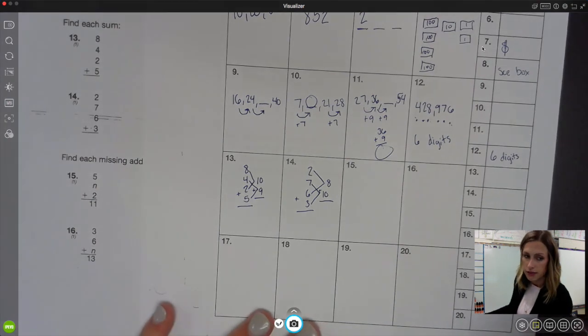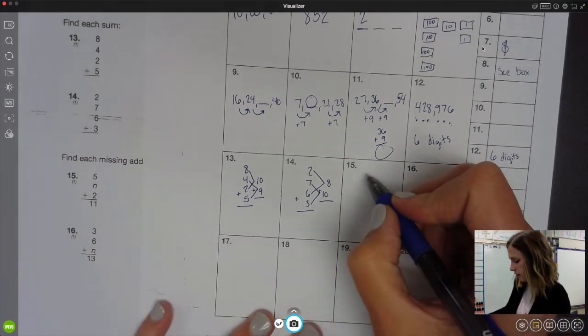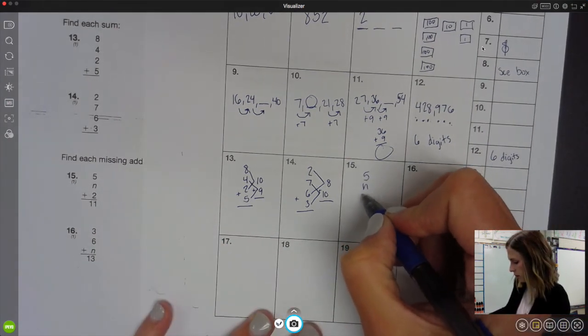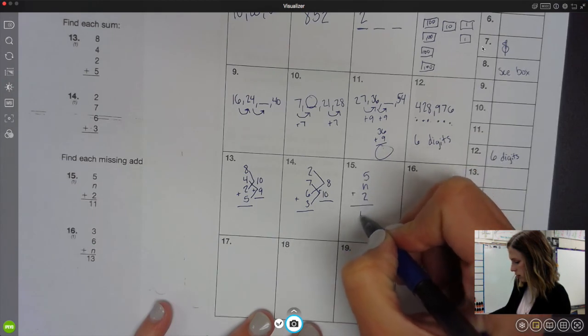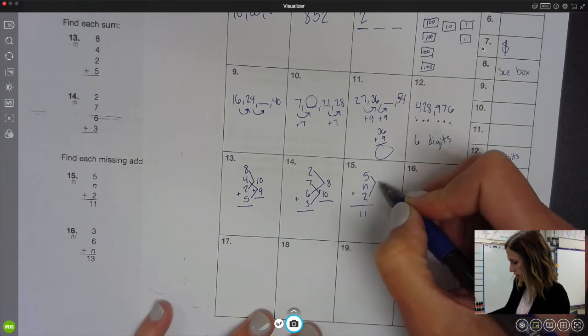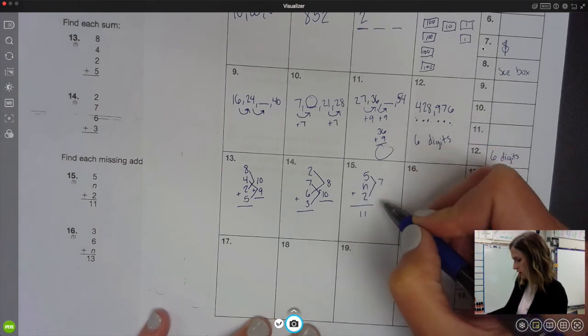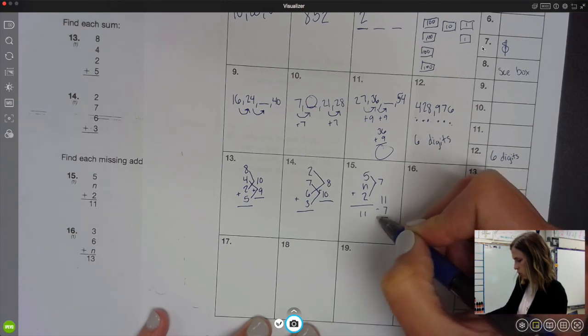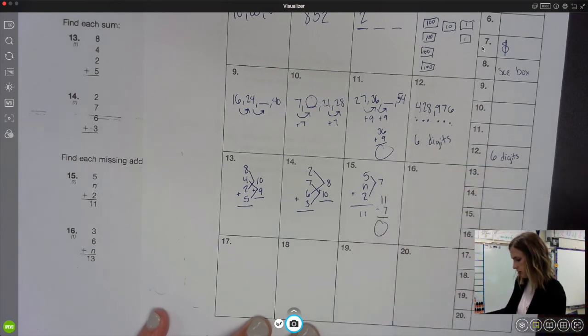15, I've got a missing addend. So I've got 5 plus n plus 2 equals 11. Add together the ones that I know. 5 plus 2 is 7. Then I need to flip it into a subtraction sentence. So 11 minus 7 gives me what? That'll be your answer.